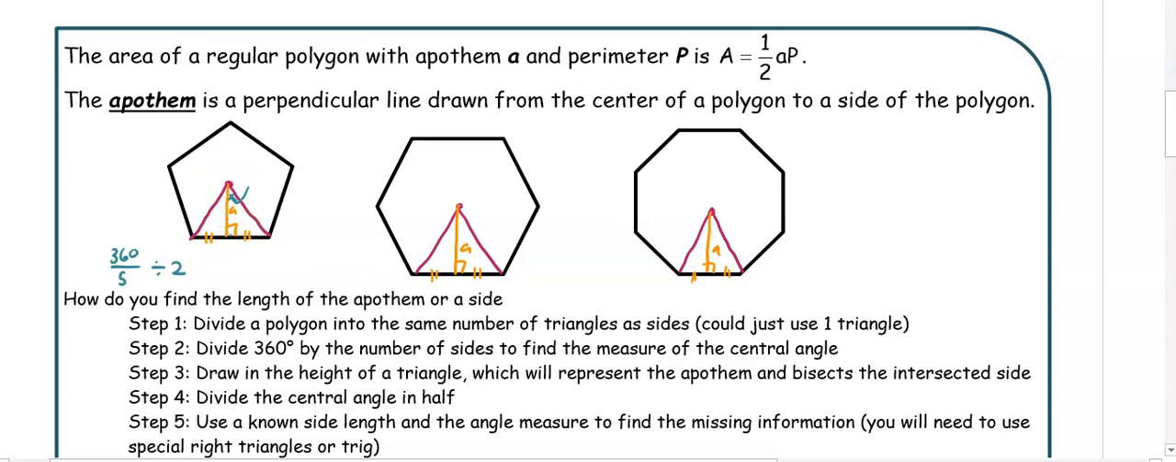So 360 divided by 5 is 72. Divide by 2 gets us 36 degrees. So in a pentagon, it's 36 degrees. In a hexagon, we have 360 divided by 6 divided by 2. So 360 divided by 6 is 60, divided by 2 is 30 degrees. And for an octagon, we have 360 divided by 8 divided by 2. So 360 divided by 8 is 45, divided by 2 gets us 22.5 degrees.